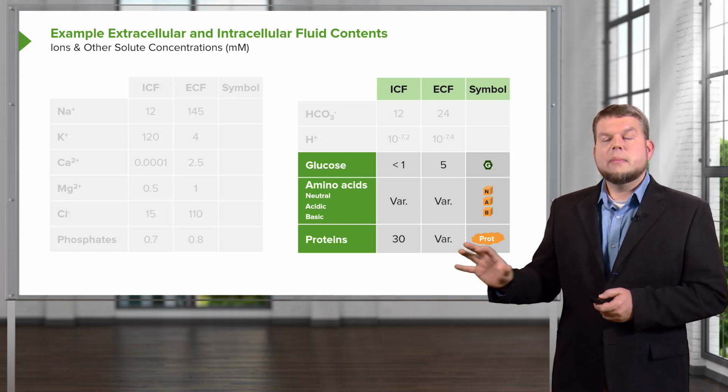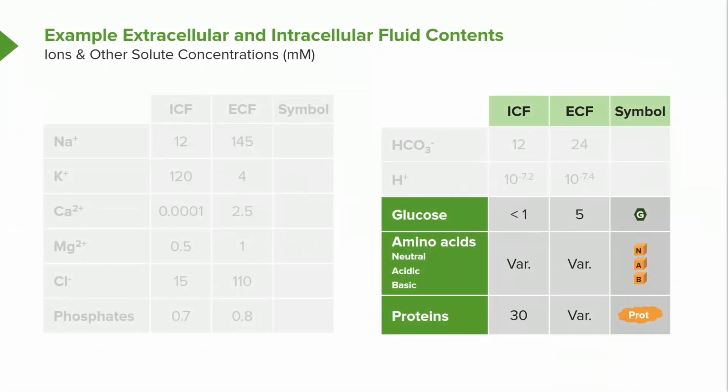In terms of other macronutrients like glucose, amino acids and proteins, in terms of glucose, there's almost always more glucose in the extracellular fluid than intracellular. With amino acids, it varies a lot between which ones we're talking about. In terms of proteins, usually there's more proteins in the intracellular fluid than the extracellular fluid. Okay, so now that we know that there are differences in the fluid and its constituents, let's keep moving on and talking about cell membranes.